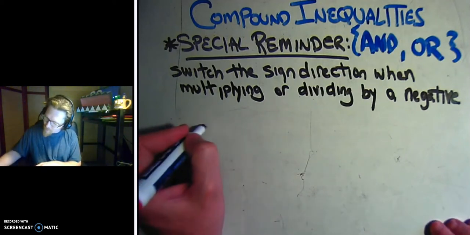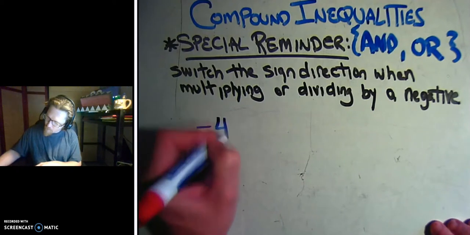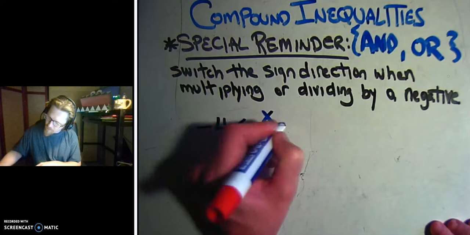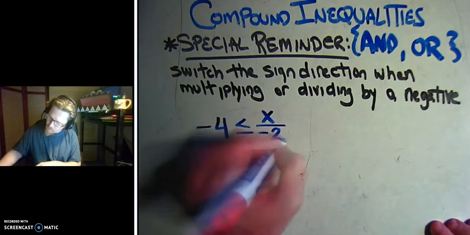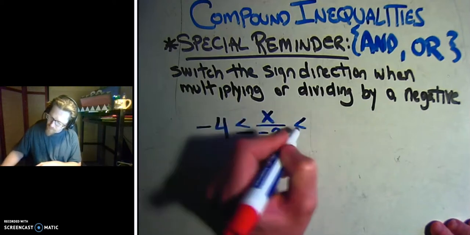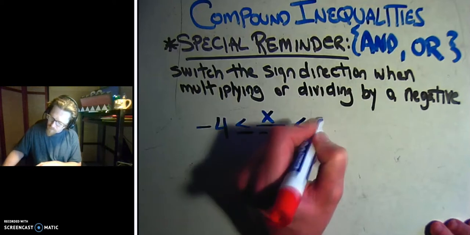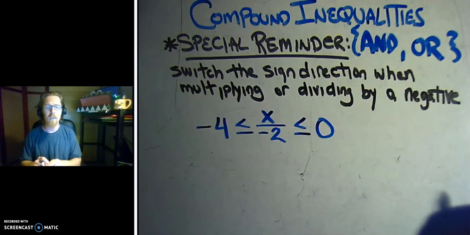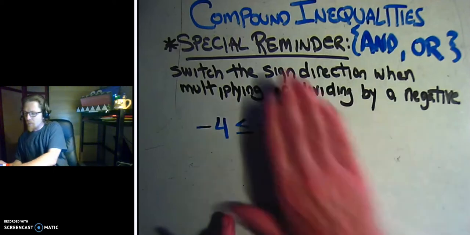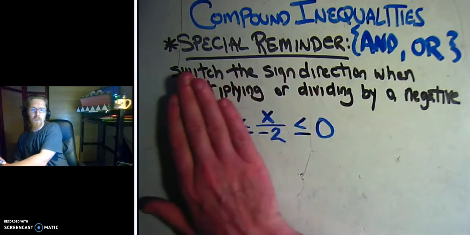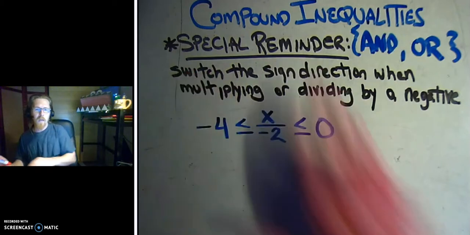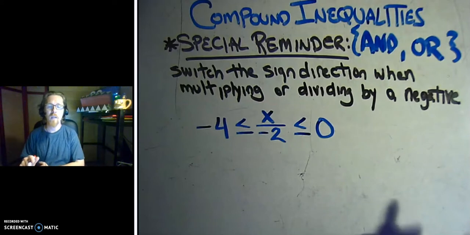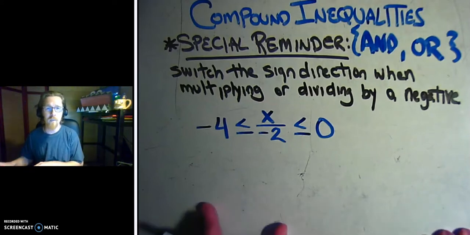Let's say that I have negative 4 is less than or equal to x divided by negative 2, that is less than or equal to 0. So this would be an example of a compound inequality. One reason is because I have two inequality symbols at play here. This would be considered an "and" type of inequality, and we can get into that in just a moment.